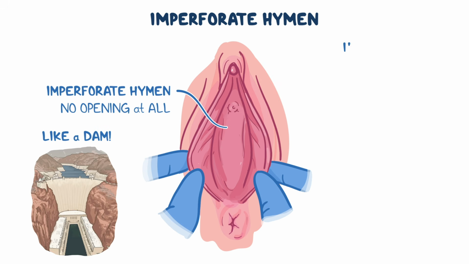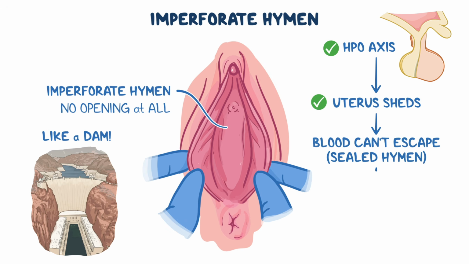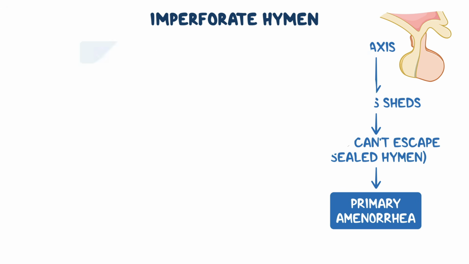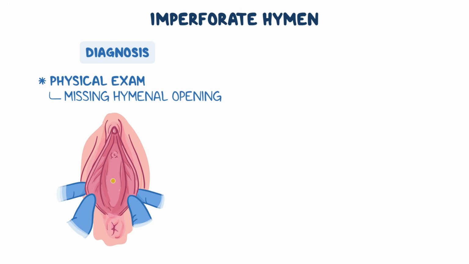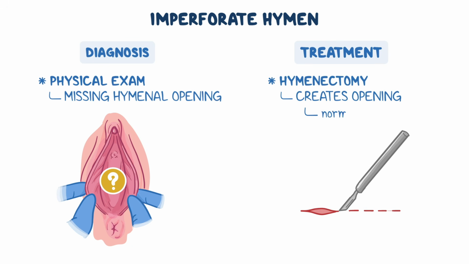So even though the hypothalamic-pituitary-ovarian axis works normally and the uterus sheds as it should, the blood can't escape because of the sealed hymen, leading to primary amenorrhea. Diagnosis mainly relies on a physical exam that reveals the missing hymenal opening. The good news is that the treatment involves a simple intervention called hymenectomy, which creates an opening in the hymen, allowing normal blood flow during menstruation.